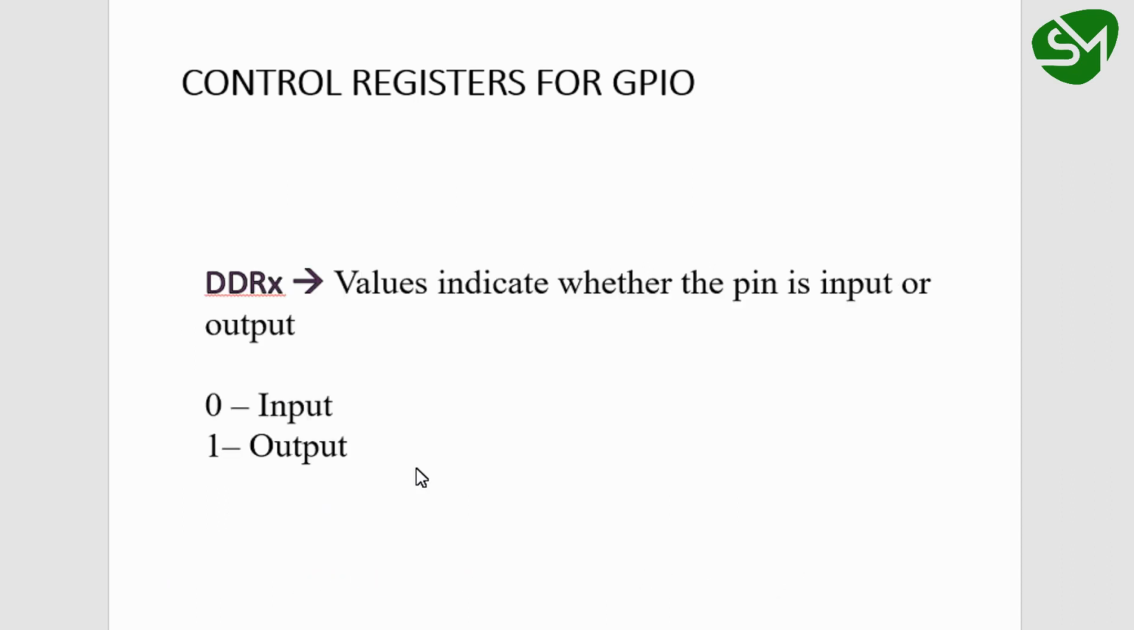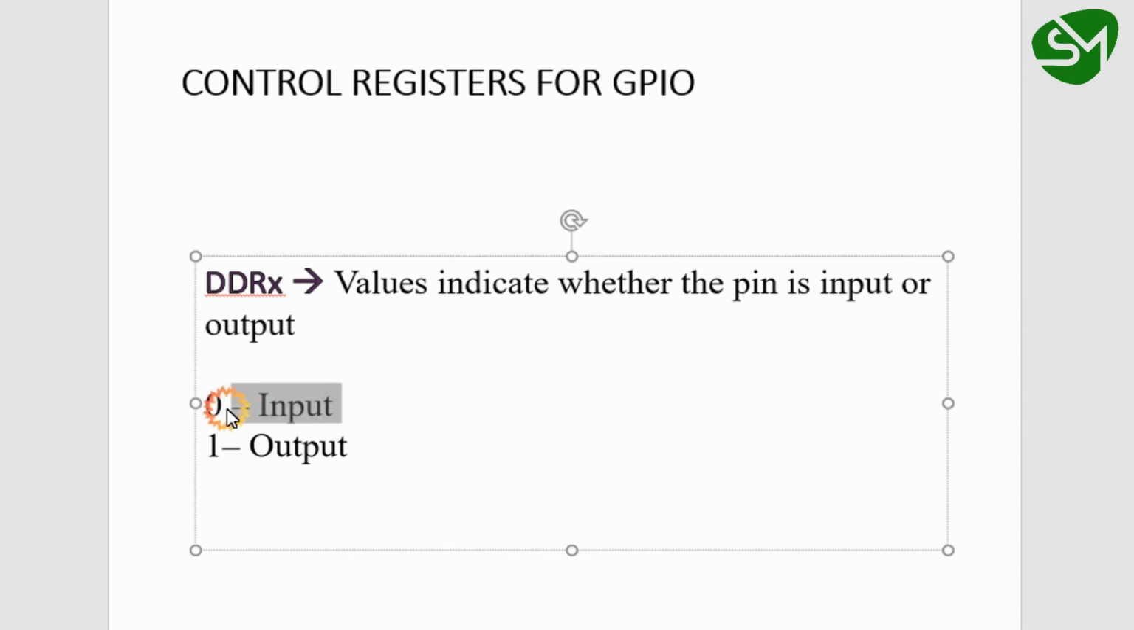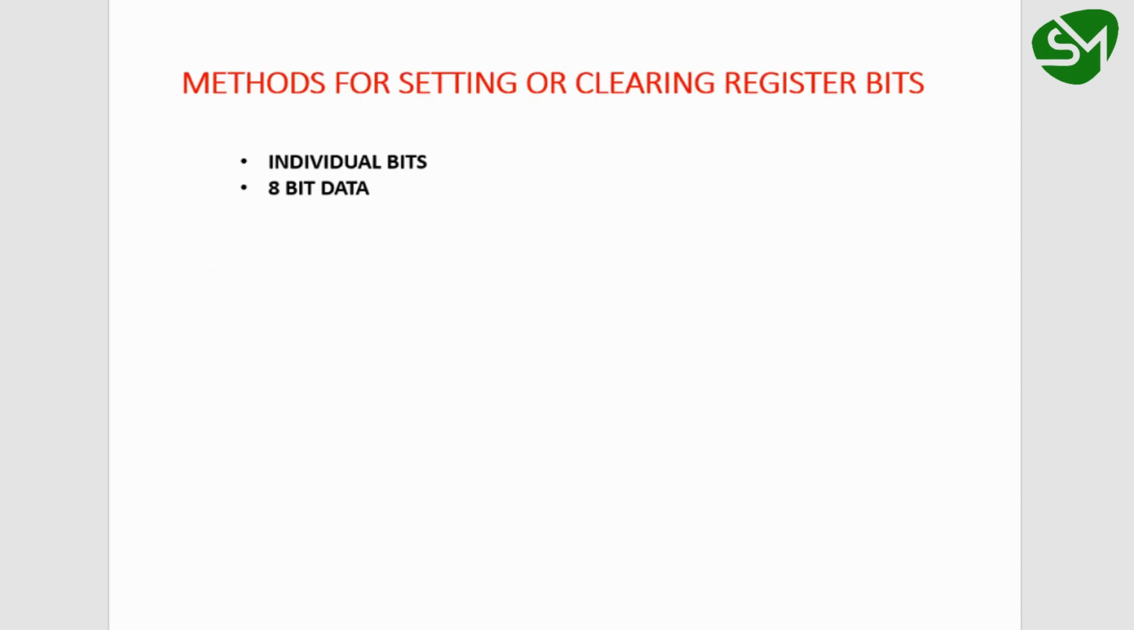And let's understand how we can configure a pin as input or output using the DDR register. That is, if you write 0 to a particular bit in the DDRX register, that particular pin will be configured as input, and if you write 1 to the corresponding bit, that will configure the pin as output. So let's understand this.